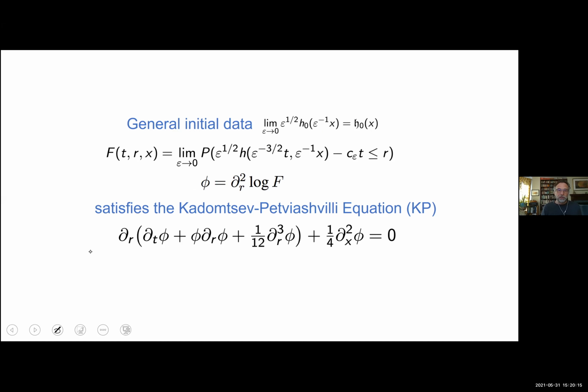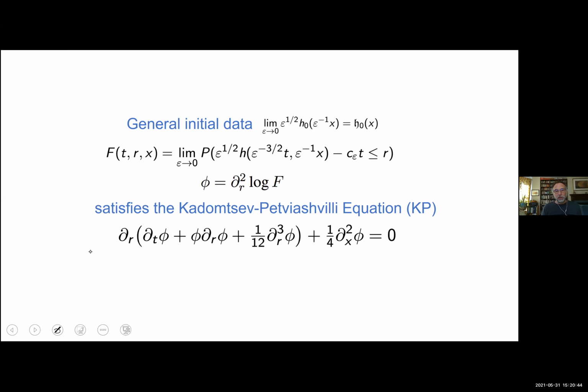So I'm starting with a function h0(x), and I do the same rescaling, the 1, 2, 3 scaling. And now my distribution function depends on t and x, and of course the distribution function variable r. So that's the asymptotic probability distributions, starting with an initial interface, which is, on a large scale, this h0(x).